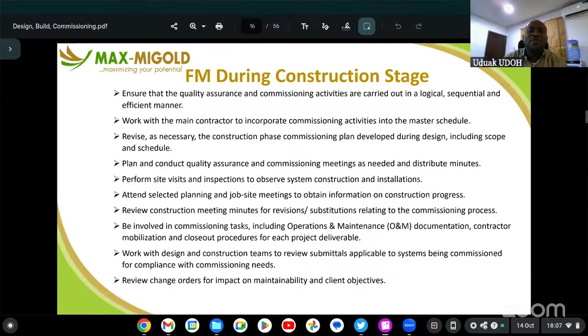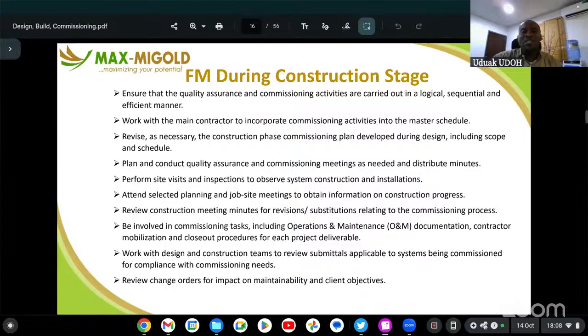We need to also revise as necessary the construction phase commissioning plan developed during the design stage, which includes the scope and also schedule. So we need to visit sites. We need to always visit sites to make sure that what was designed meets the specifications and also the installation activity that is going on. We need to always try to visit sites.